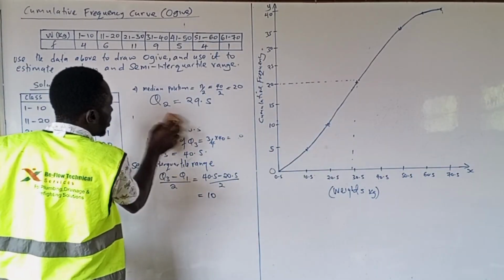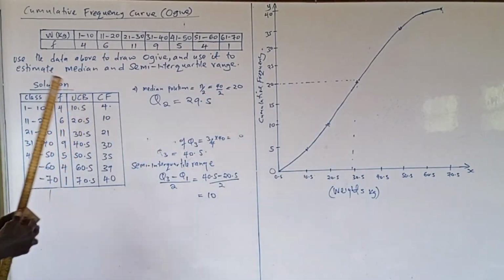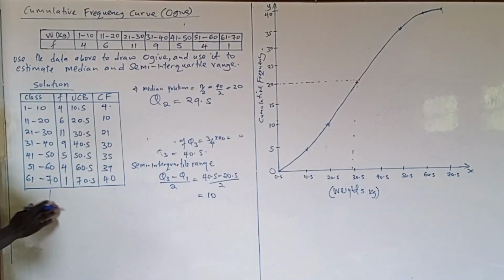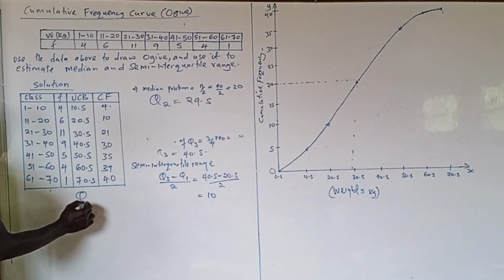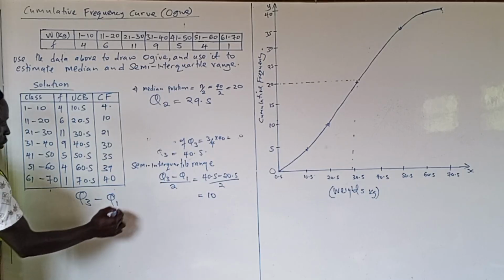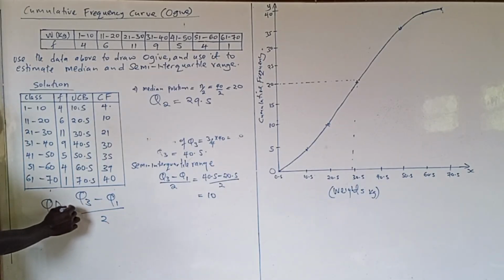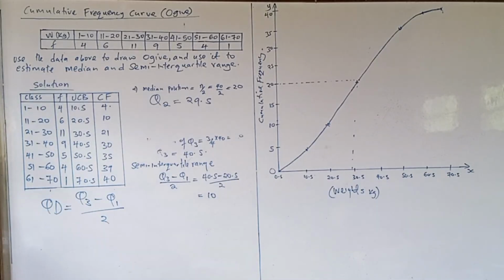Then we go to the semi-quartile range. What is the formula? Semi-quartile range is Q3 minus Q1 divided by 2. It's the same as quartile deviation. Quartile deviation is the same as semi-quartile range. So how do you get quartile deviation? Upper quartile minus lower quartile.